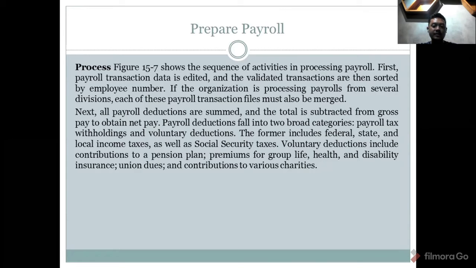First, payroll transaction data is added and the validated transactions are then sorted by employee number. If the organization is processing payroll from several divisions, each of these payroll transaction files must also be merged. Next, all payroll deductions are summed and the total is subtracted from gross pay to obtain net pay. Payroll deductions fall into two broad categories: payroll tax withholding and voluntary deductions. The former includes federal, state, and local income taxes, as well as social security taxes. Voluntary deductions include contributions to a pension plan, premiums for group life, health and disability insurance, union dues, and contributions to various charities.